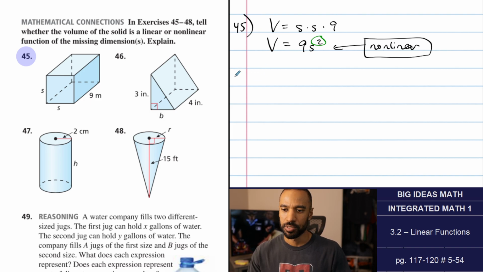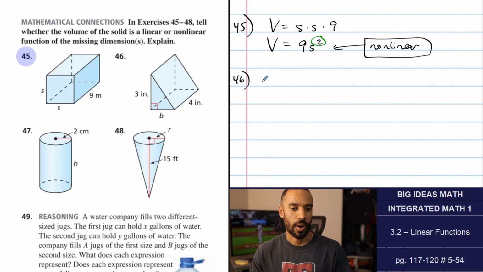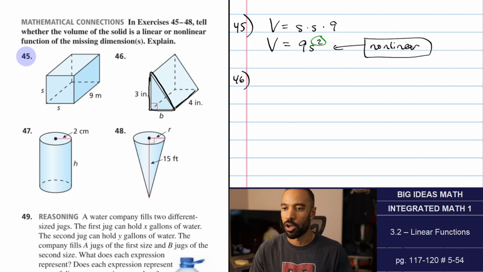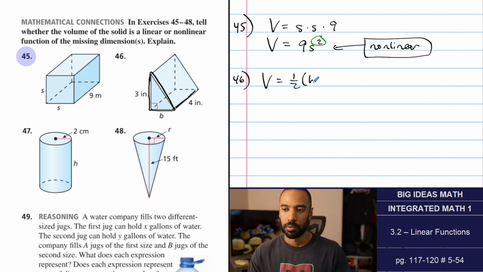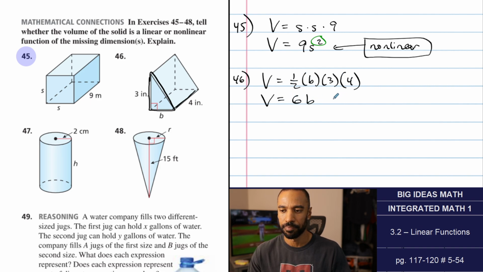Number 46, the volume of a triangular prism, area of base times height. We need 1/2 base times height of the triangular base to get the area of the base, times the height of the prism, which would be 4. Half of 4 is 2. 2 times 3 is 6. This is volume equals 6 times b.